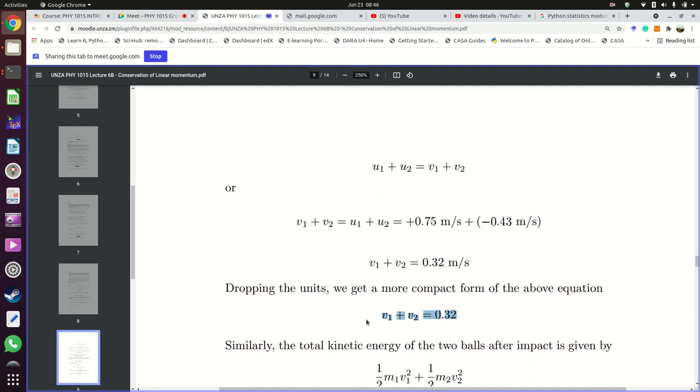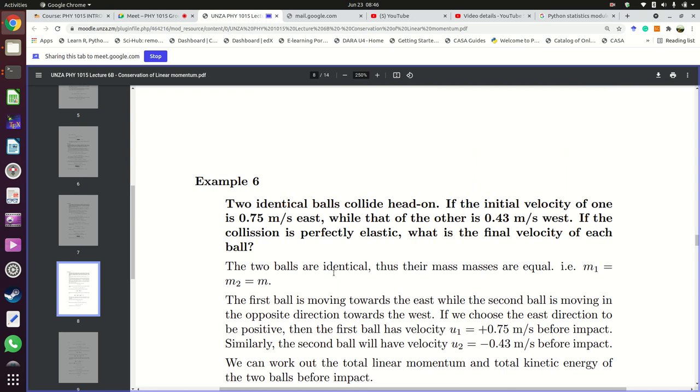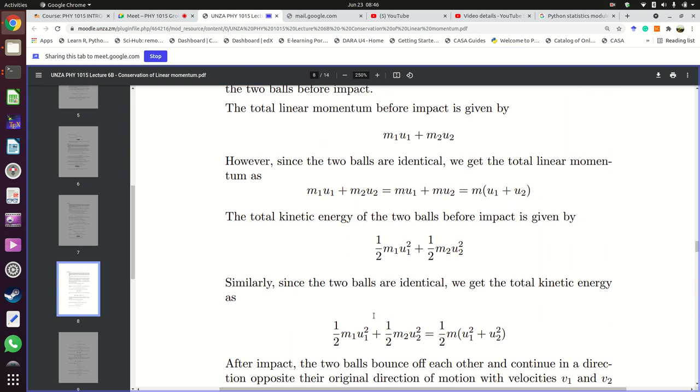So how do we solve this problem? We have to go back a bit and recall what kind of collision is happening. That the collision is perfectly elastic. Now, when you're dealing with a perfectly elastic collision, what it means is that the total kinetic energy before collision and after collision have to be the same. So we can work out what is the total kinetic energy before collision, and that's what is done here.